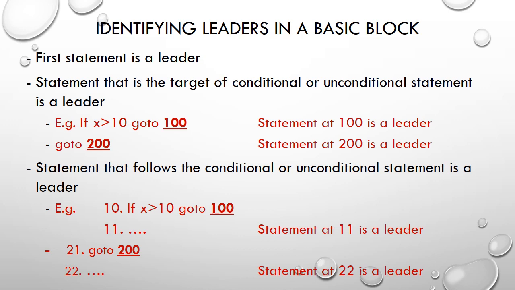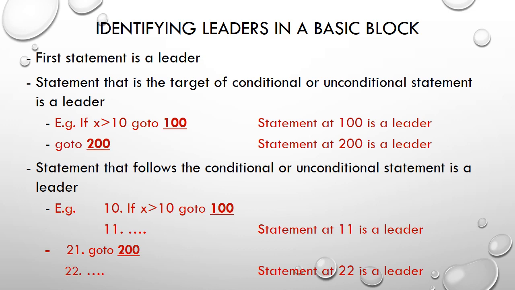So, for example, here at label 10 there is a conditional statement, so statement number 11 will automatically become a leader. Similarly, if there is an unconditional jump, go to 200, the next example. Let's say at label number 21 there is a statement, go to 200. So automatically the next line will become a leader. So line 22, or whatever statement is written at label 22, will become a leader.